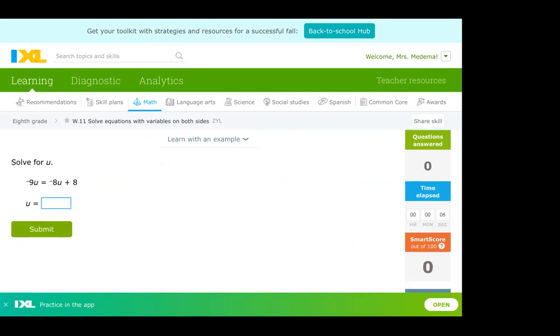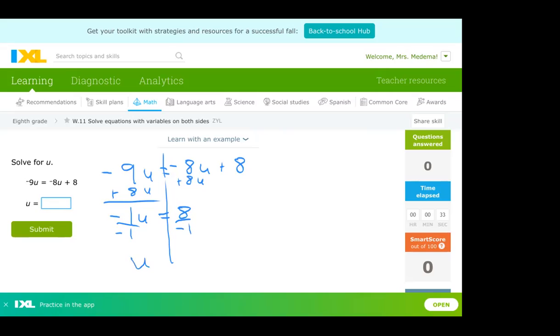So for this one, we have negative 9u equals negative 8u plus 8. And draw my fence. Now I'm moving the u, not the number. So opposite is to add it. And I get a negative 1u equals 8. Divide away the negative 1 because you don't want the letter to be a negative. And you get a negative 8.